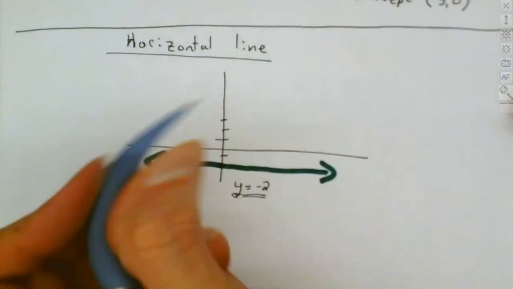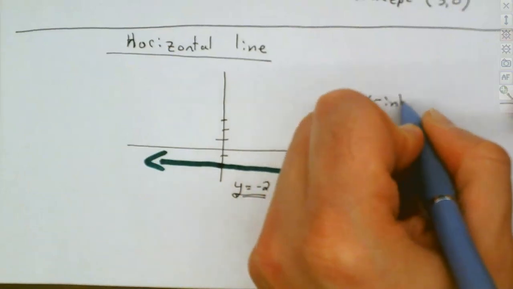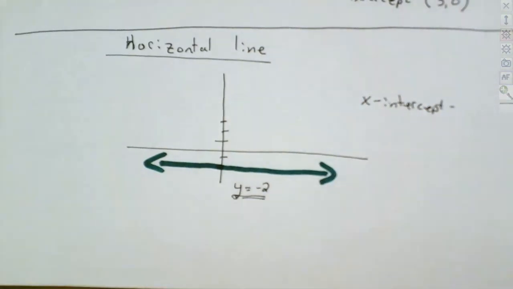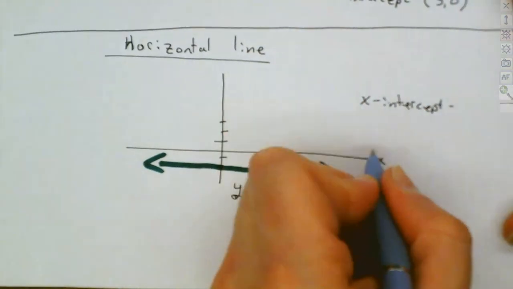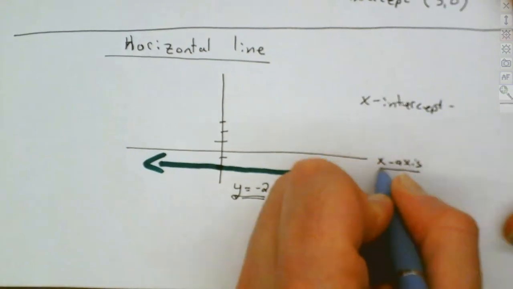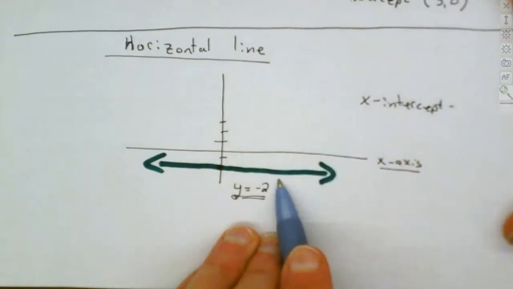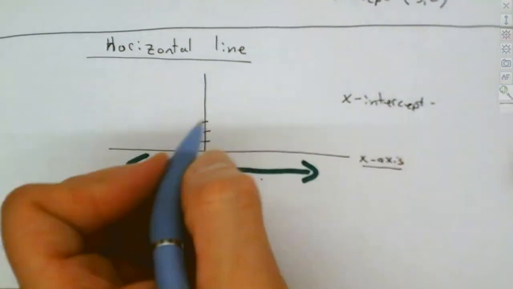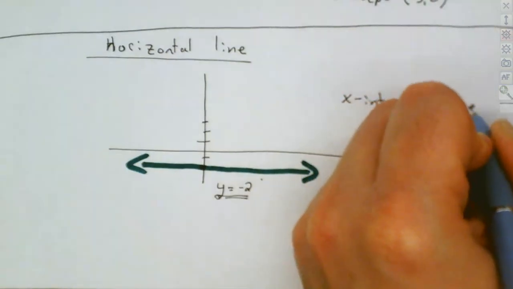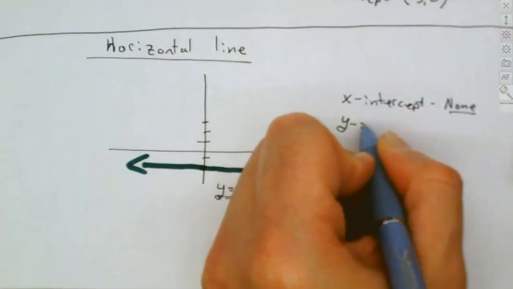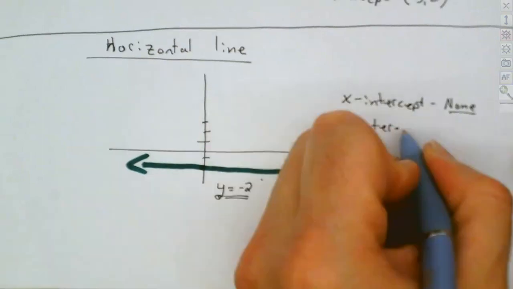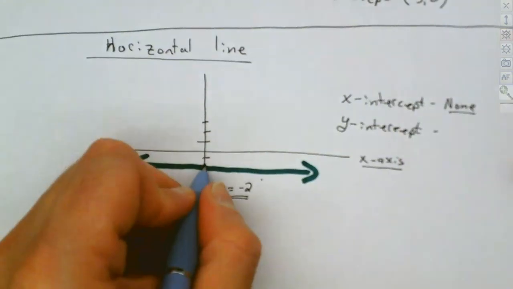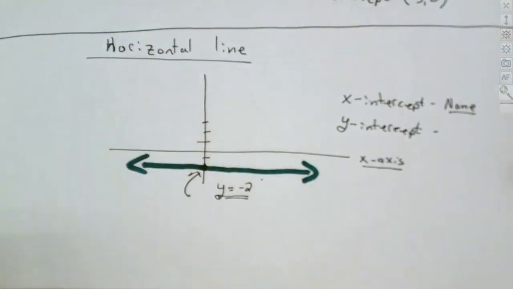What about this one? Does this have an x-intercept? Do we think this has an x-intercept? Here's your x-axis here. Does this line ever cross the x-axis? No. So do we have an x-intercept? No, there's none. Okay. What about the y-intercept? Well, the y-intercept would be here. It crosses the y-axis right there.